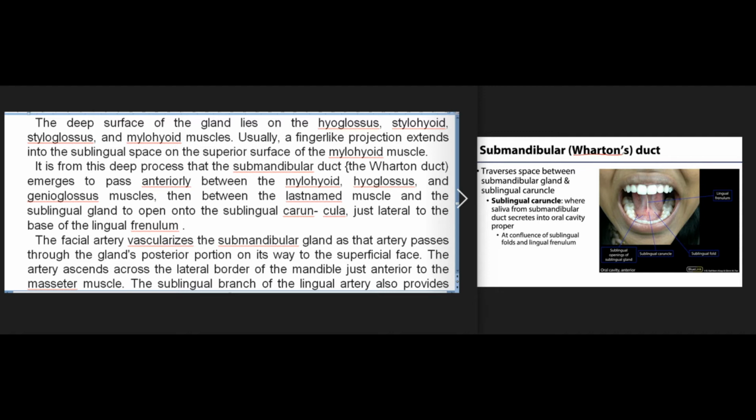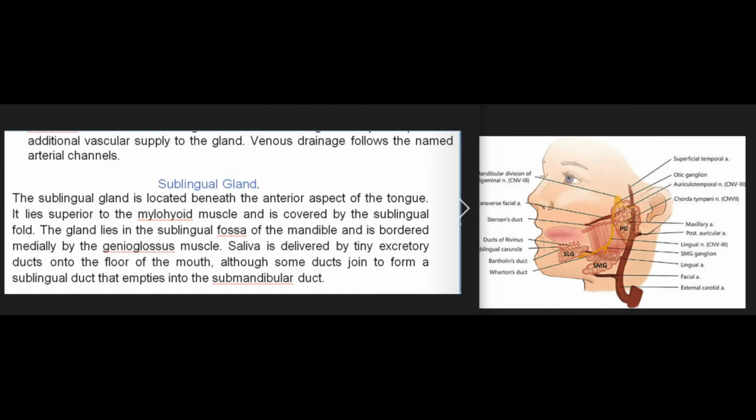The facial artery vascularizes the submandibular gland as that artery passes through the gland's posterior portion on its way to the superficial face. The artery ascends across the lateral border of the mandible just anterior to the masseter muscle. The sublingual branch of the lingual artery also provides additional vascular supply to the gland. Venous drainage follows the named arterial channels.